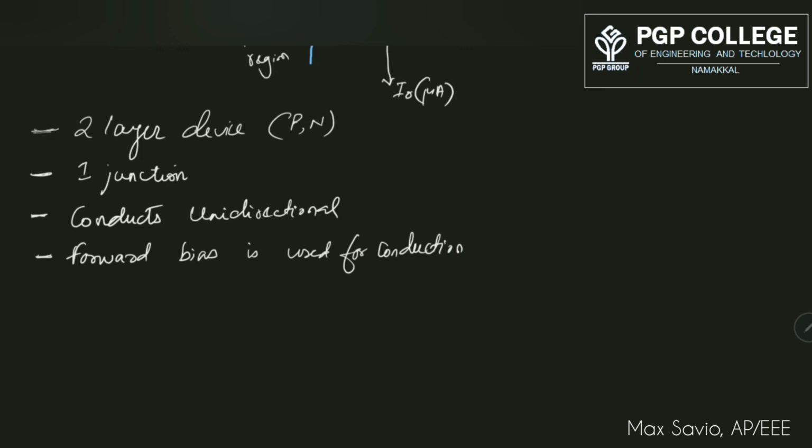In the next class we will see how the diffusion capacitance and transition capacitance actually work in this PN junction diode, how these equations are formed, and the derivations.